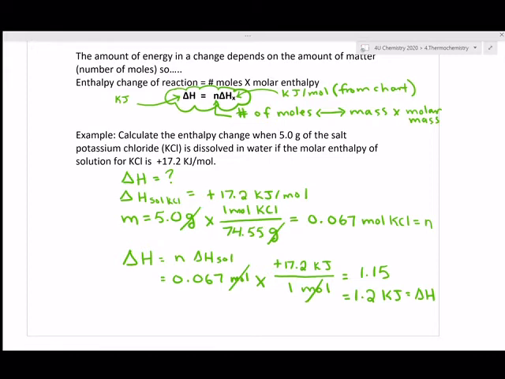Now, because our answer is positive, and we definitely should put the positive sign, even though you kind of assume it's positive if there's no negative, that is telling us that this is endothermic, and this solution would actually feel a little bit colder because this process of dissolving would have taken some energy. Okay, so it took energy from the water, and therefore it's going to feel colder.